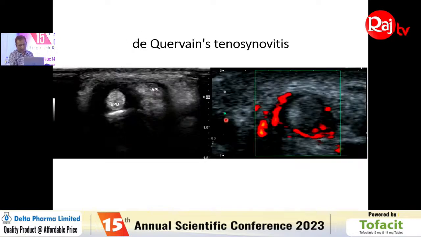Now, this is de Quervain tenosynovitis. What is de Quervain tenosynovitis? I think you all know very well. The first compartment, and see here the abductor pollicis.